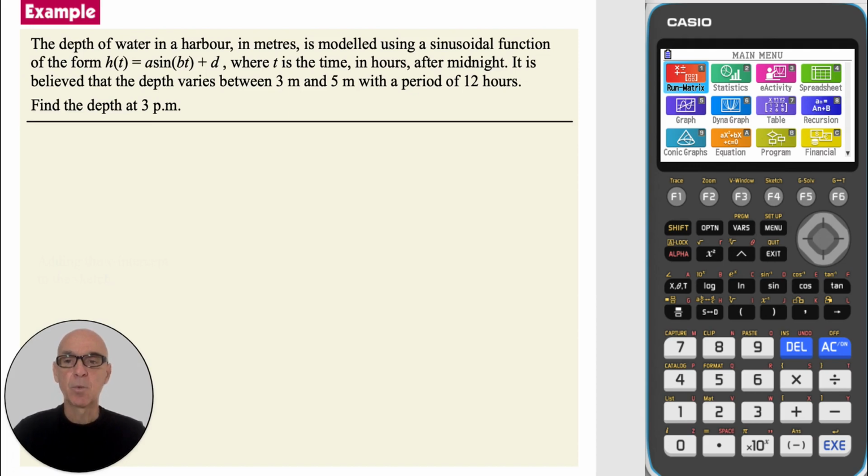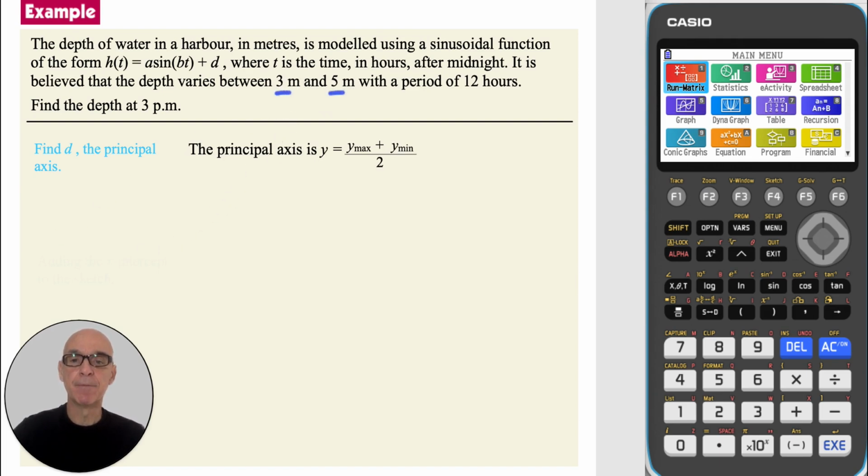In this question, we're asked to find the depth of water in the harbour at 3 p.m. In order to do this, we first need to find the values of the constants a, b, and d. To find d, we need to calculate the equation of the principal axis. Adding together the maximum and minimum values of the function and dividing by 2 gives y = 4. Therefore, d is equal to 4.